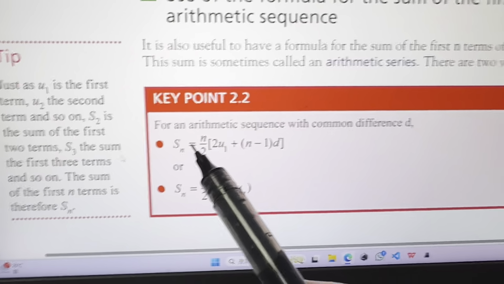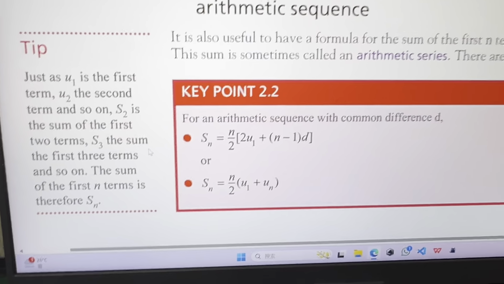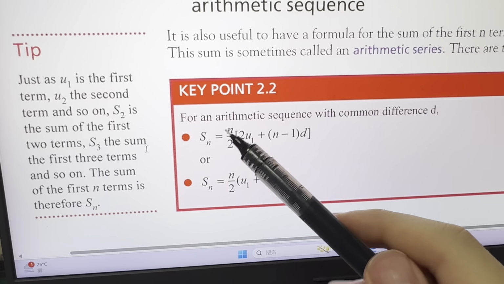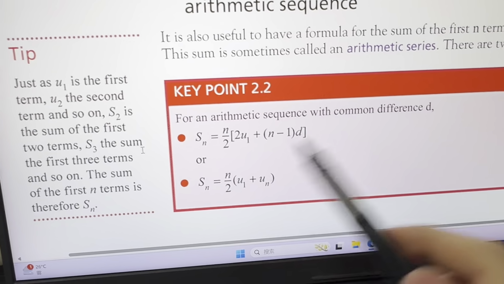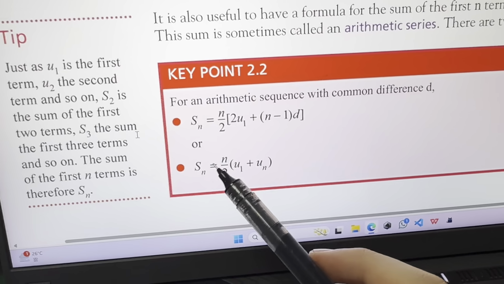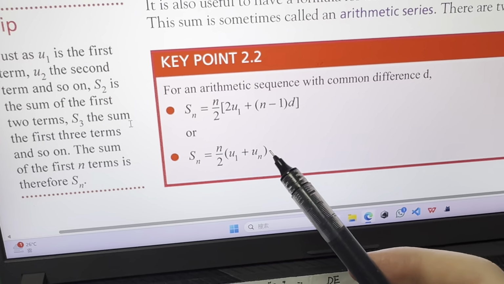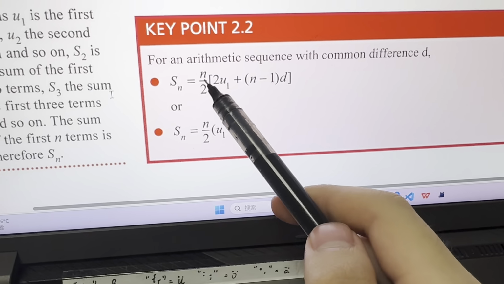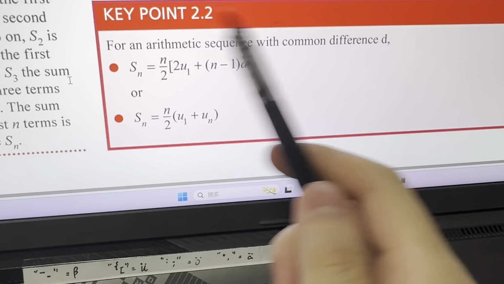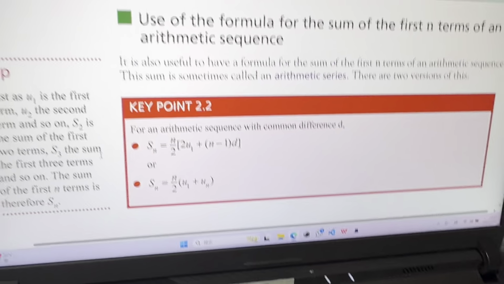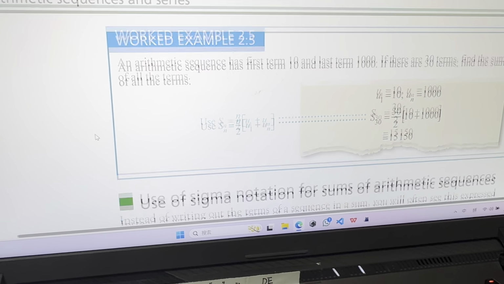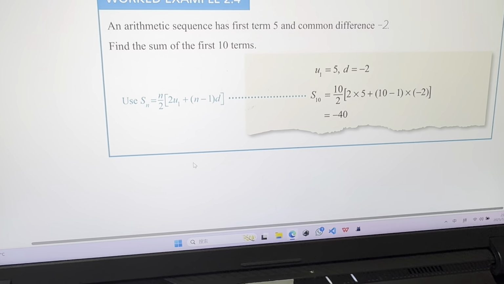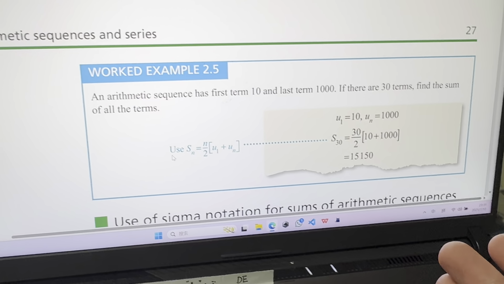So let's go back to the formula. We want to get Sn, but right now we only have u1, d, and n. For the first formula, we need n, u1, and d, so we can use the first formula. For the second formula, we have n and u1, but we don't have un, because if you really calculate it, you have to calculate it by yourself again. We can just put what we know in the first formula and get the result. So obviously we will use the first formula. Let's continue. Here, we use the first formula, put everything in, then we can calculate the result.